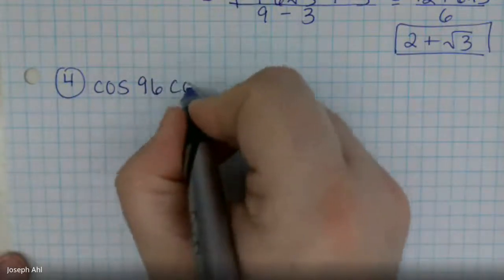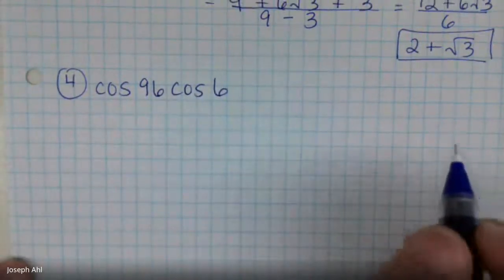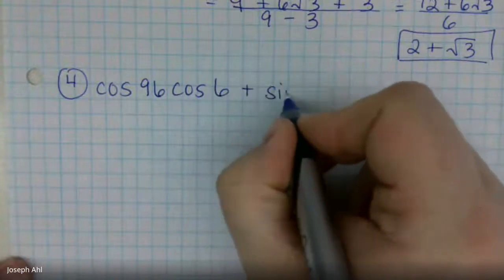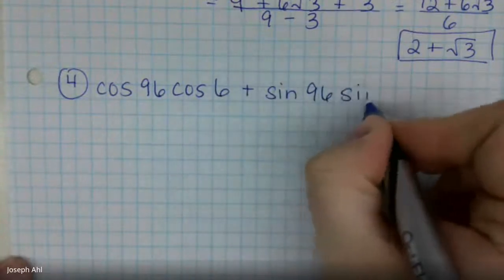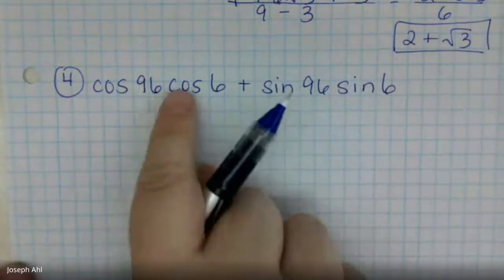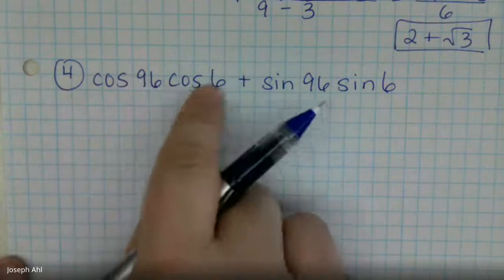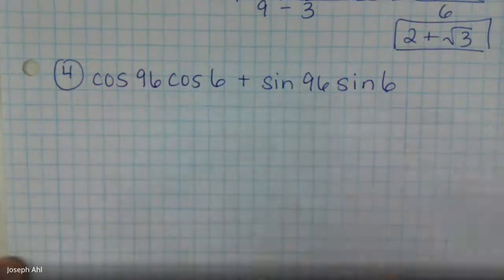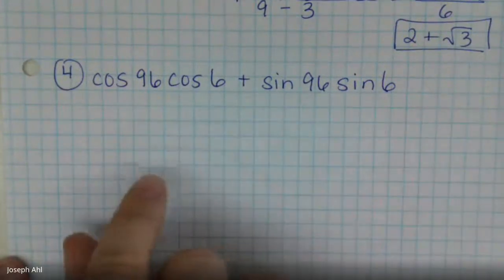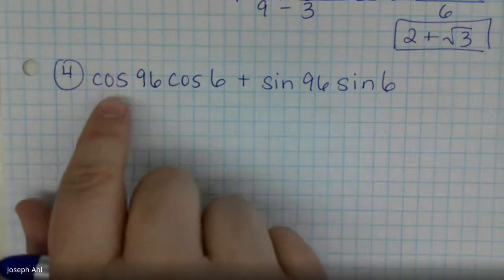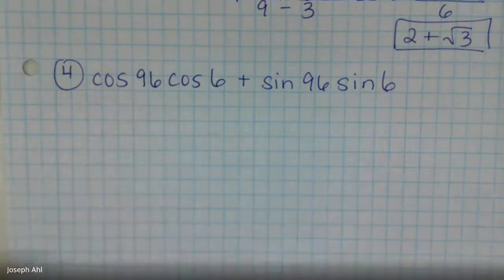All right, what if I gave you something that maybe already was expanded with the sum and difference formula? So if I give you cos 96 cos 6 plus sine 96 sine 6. Okay, 96 degrees and 6 degrees don't sound like special angles to me, and they shouldn't sound like special angles to you either. So I can't just go and sub in some special ratios here and figure out what that is. But this certainly looks like a pattern of one of the sum and difference formulas. Which one is it? Well, let's see.